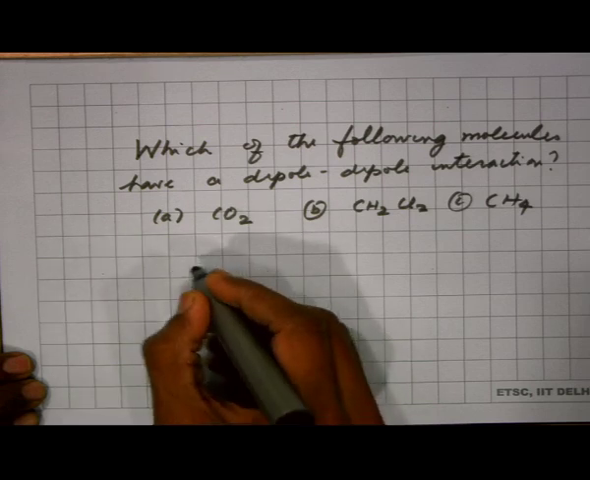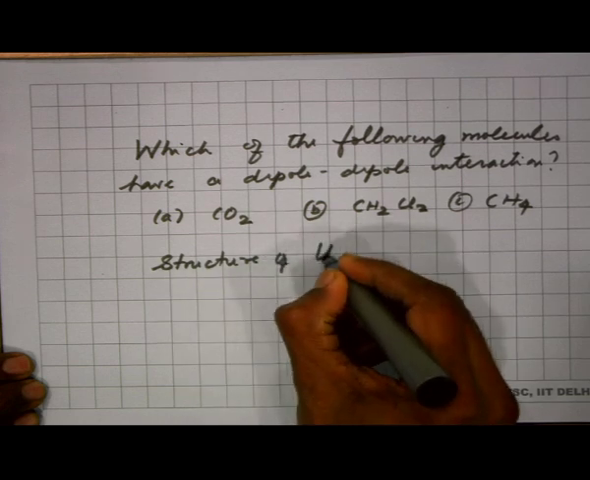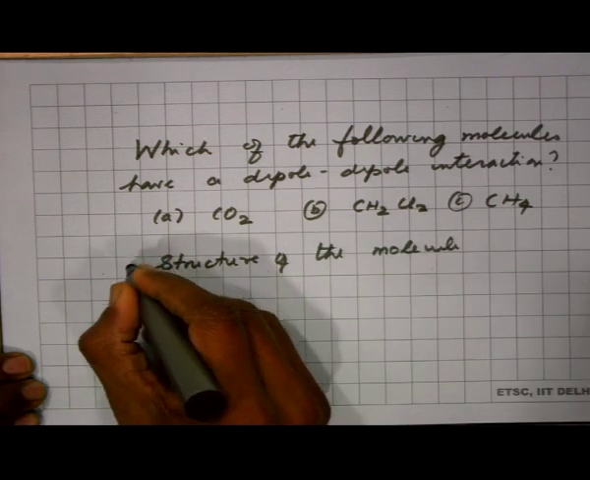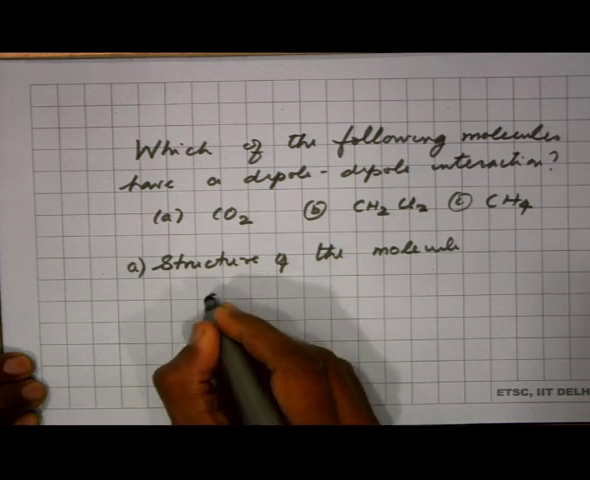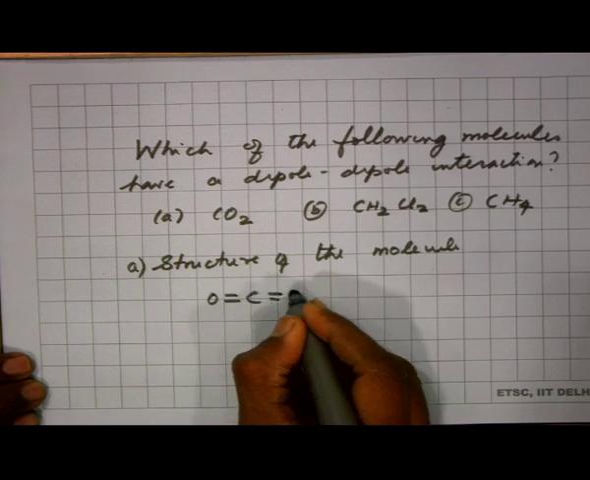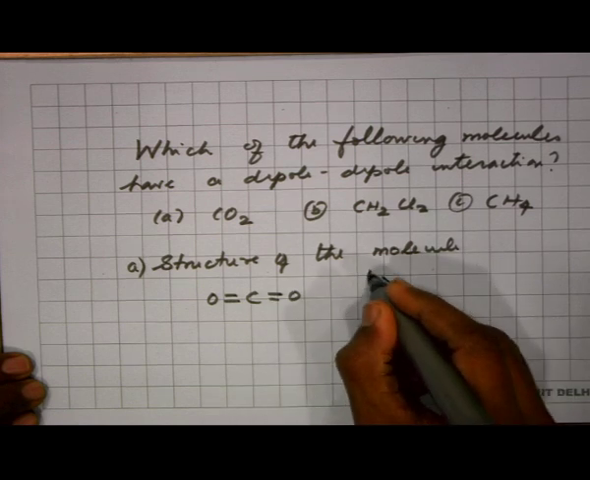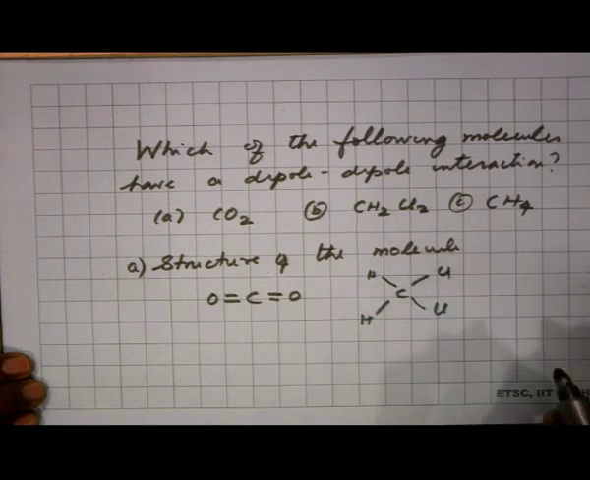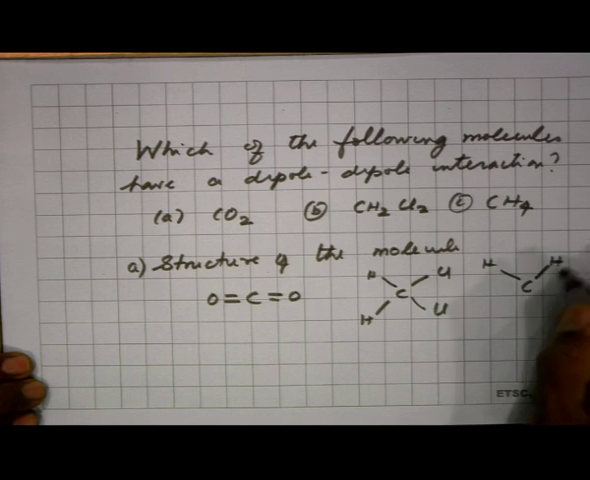So, to do this, what do we need to know? We need to know the structure of the molecule. Presumably, we know the structure of carbon dioxide, these three molecules. Carbon dioxide is like that, dichloromethane is like that, it is a tetrahedral molecule, and methane again looks similar, but with all four identical.